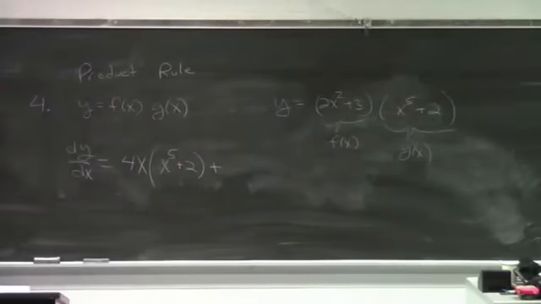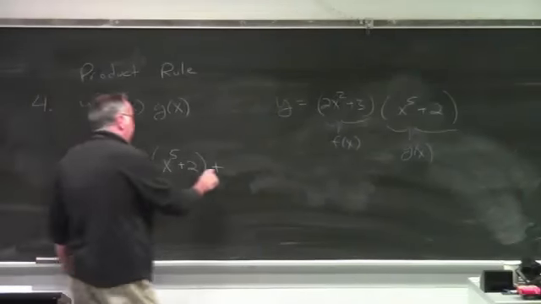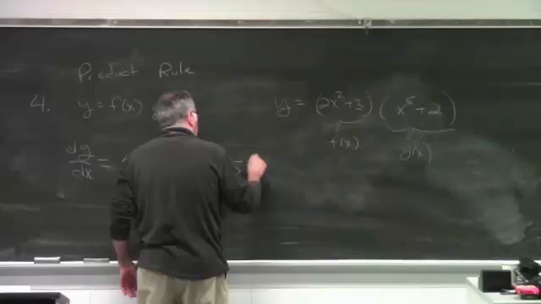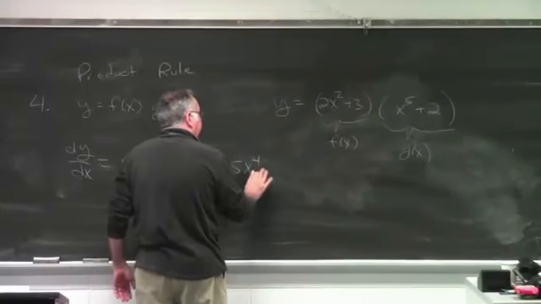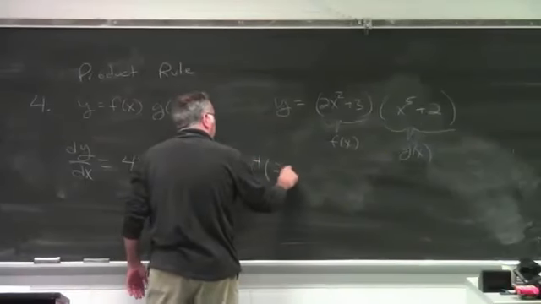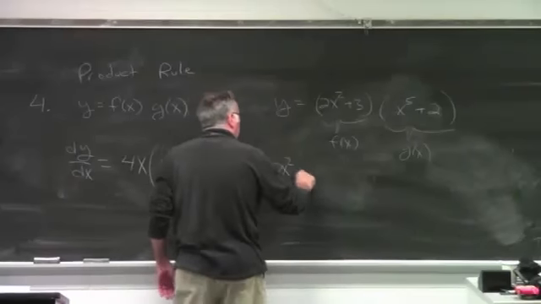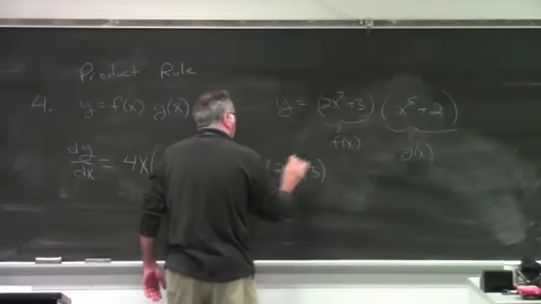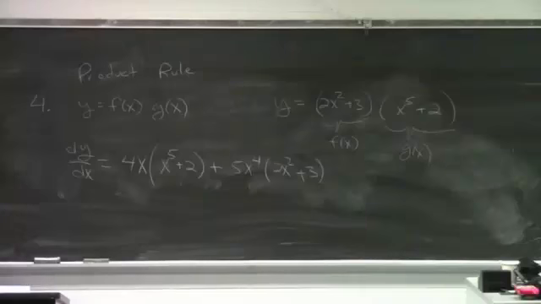plus g prime of x. And what is g prime of x? 5x to the 4th, times f of x, which is just 2x squared plus 3. And that would give you your derivative.